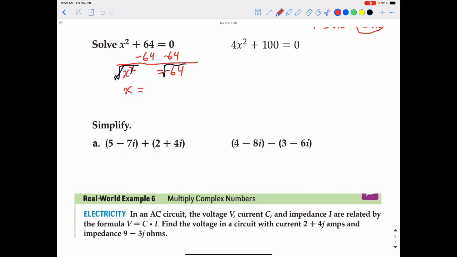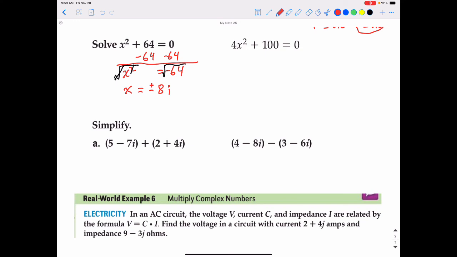Remember, when you square root an equation, the answer could be either positive or negative, whatever the square root of negative 64 is. And hopefully at this point you already know that if it's the square root of a negative number, it will involve an i. And then what's the square root of 64? Square root of 64 is 8. So this would be positive or negative 8i.